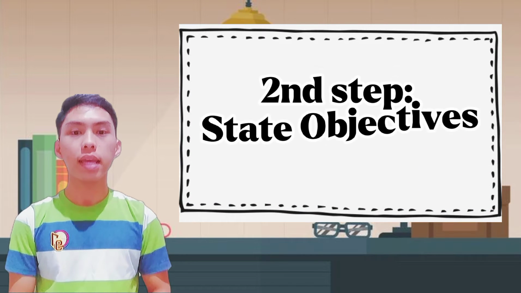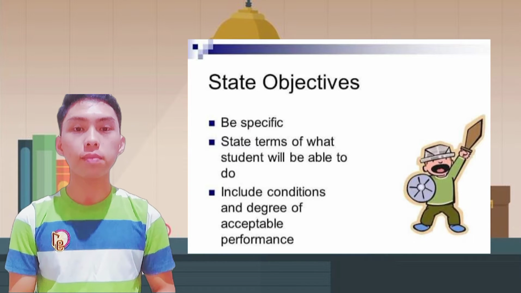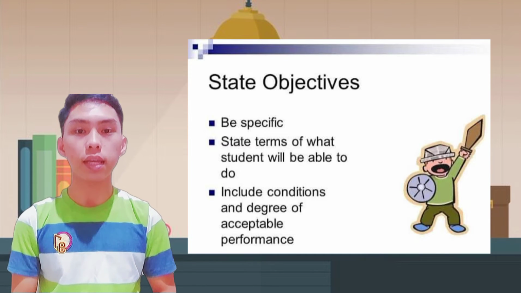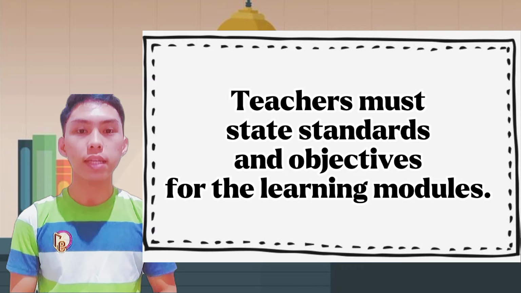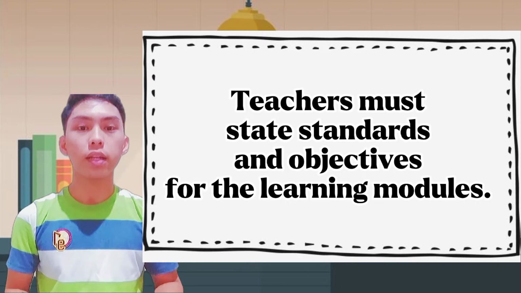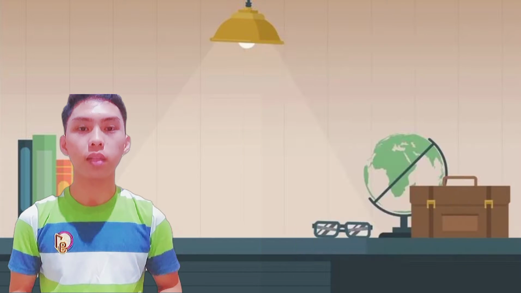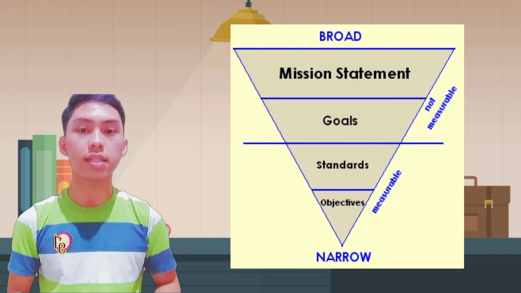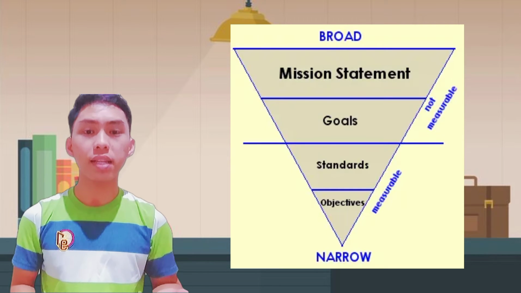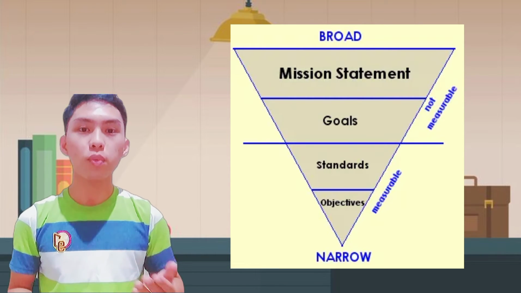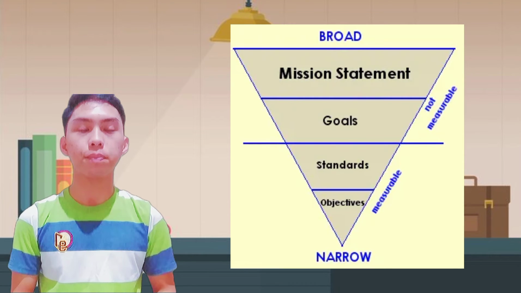Second step, state objectives. Objectives need to be specific and measurable. They should outline the intended outcomes and expectations. Teachers must state standards and objectives for the learning module. The statement consists of specifications of what the learner will be able to do as the result of the instruction. Objectives can be used in assessing the success of students, perhaps by a grading process. Also, you can use them to tell what the learners know and what they will accomplish through the class.